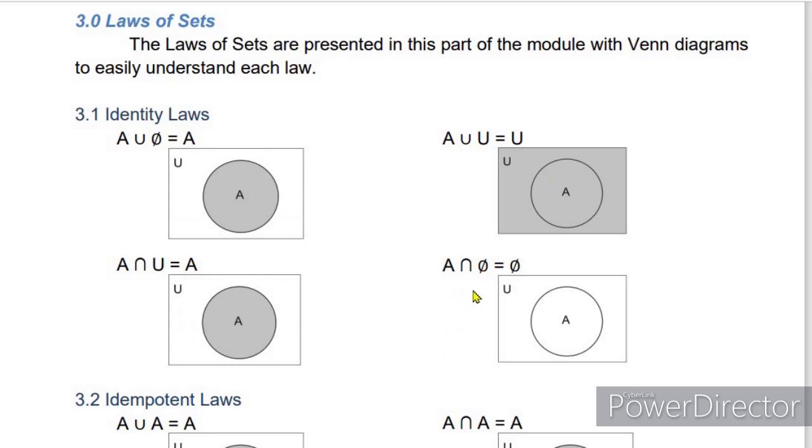Next is A intersection null set, or empty set, is equal to the empty set because there is no intersection between them. There are no elements present. So it is equal to a null set. As you notice, we don't shade anything here.